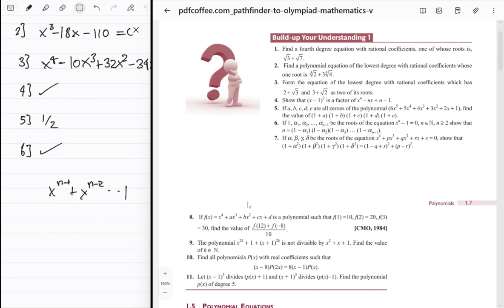Okay, next, seventh: if alpha, beta, gamma, delta are the roots of this expression, show that (1 plus alpha squared)(1 plus beta squared) and so on, interesting, the squares of these guys, huh? Is equal to (1 minus q plus s) squared plus (p minus r) squared, huh? Wow. The squares of these guys.